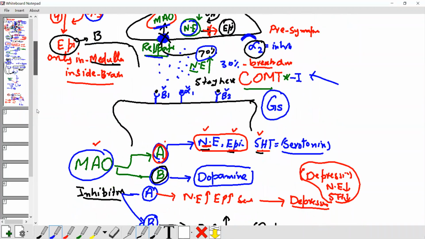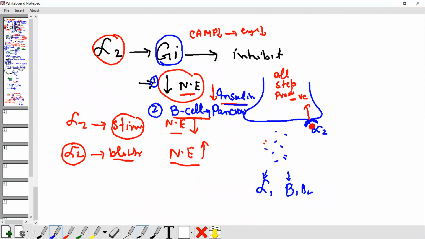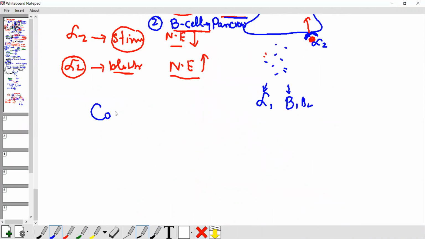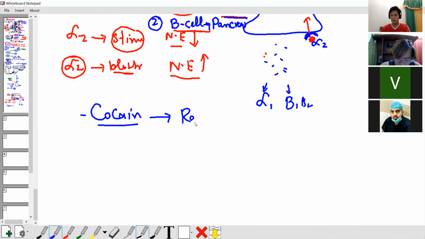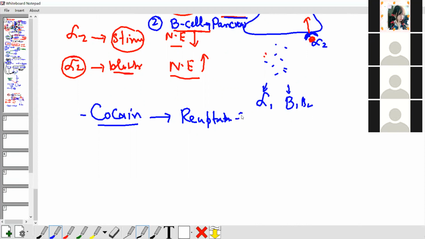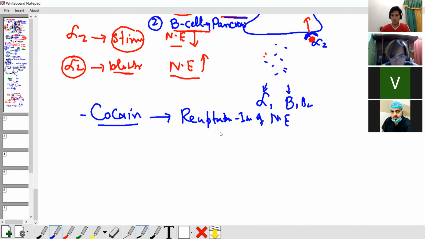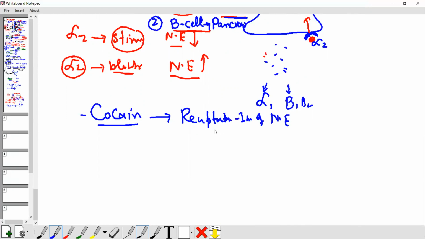The other drugs. Does anyone know about cocaine? Everyone knows about cocaine. Cocaine is a drug of abuse. Cocaine is also a reuptake inhibitor, a reuptake inhibitor of norepinephrine. Cocaine can induce a heart attack easily. Fast, dangerous.